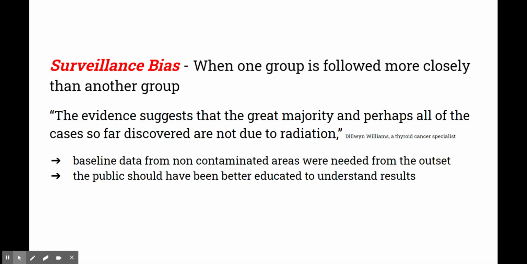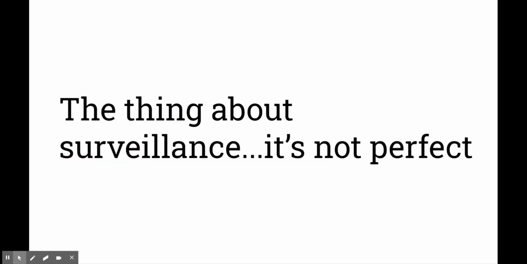When you count disease in one group differently than in another group, you are artificially creating trends in the data that do not relate to the natural spread of the disease. The thing about public health surveillance is that it's not perfect. We need to be aware that surveillance bias exists so that we can interpret findings in a meaningful and logical way.